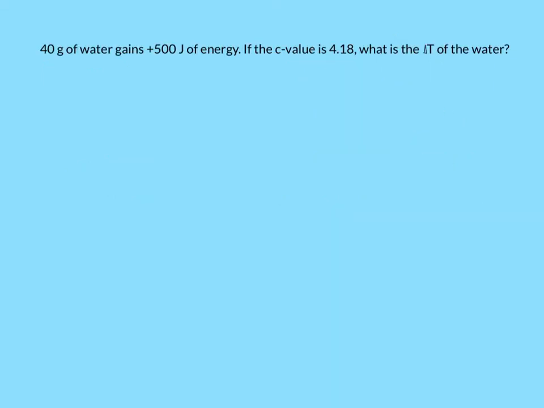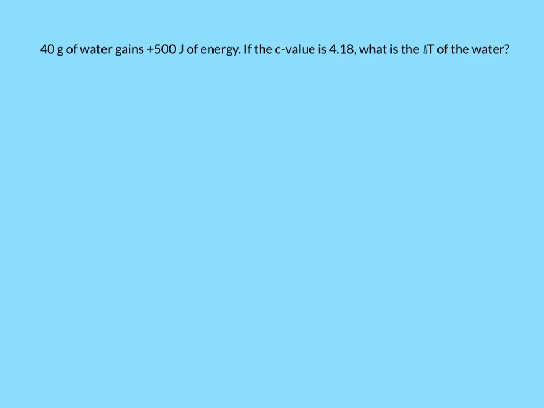Here's a problem similar to the ones that you'll be expected to solve on the upcoming practice problems and quizzes and tests. Let's read it together. 40 grams of water gains plus 500 joules of energy. Now in these problems, there's going to be a plus or a minus in front of the joules of energy. Plus means that the energy is being added or it's endothermic, and negative means that the energy is being lost or it's exothermic. So in this case, you are adding 500 joules. If the C value of water is 4.18, what is the delta T of the water?